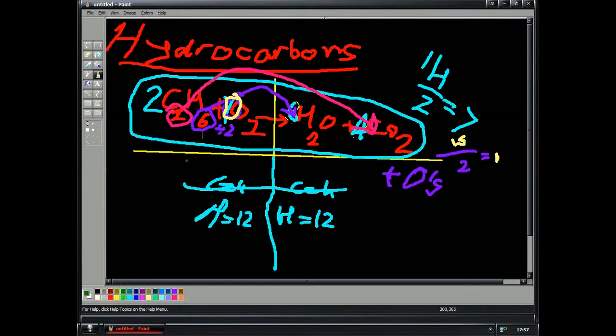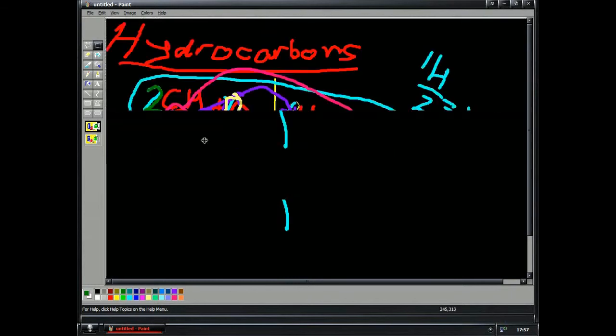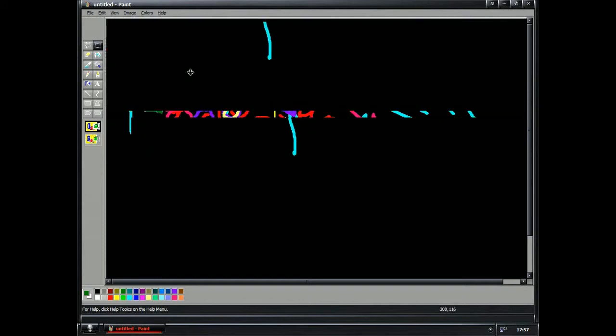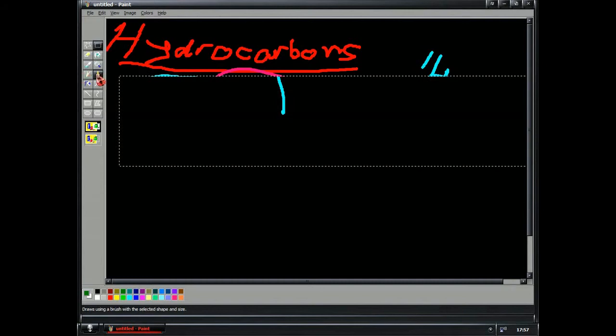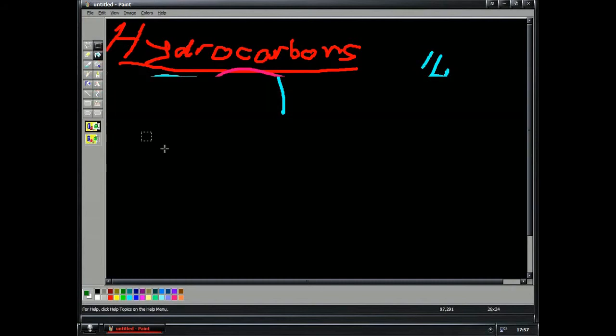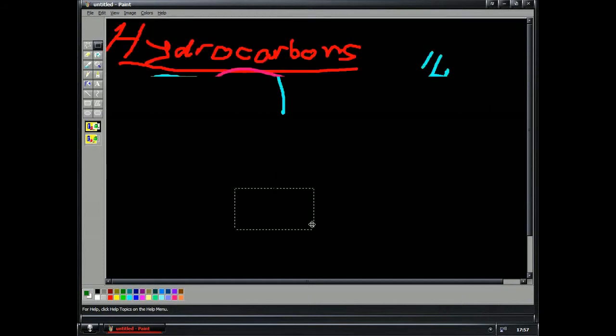Now here you go, I'm just finishing color coding it. Sorry about that. So that's how you quickly balance combustion reactions between hydrocarbons and oxygen. That's the quickest way, and it's really simple and really fast.